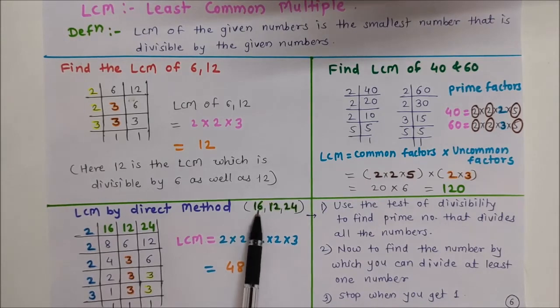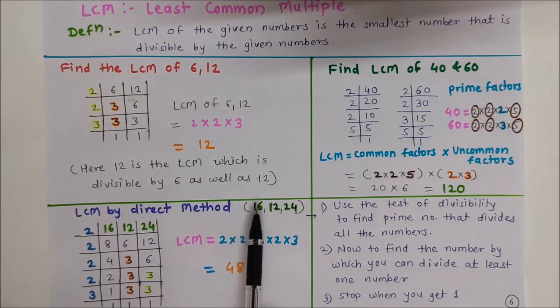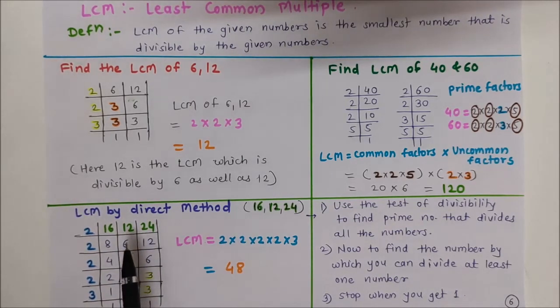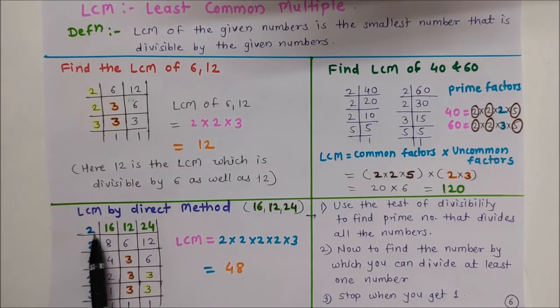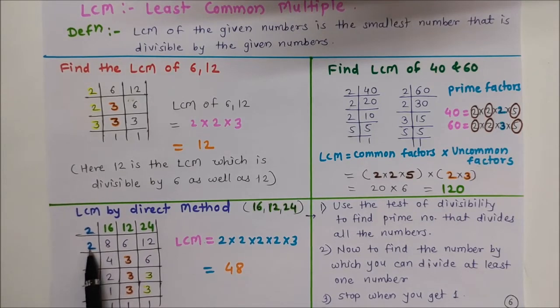Now the LCM of 16, 12 and 24 by the direct method. When you use the direct method, we have to take all numbers at a time and use the test of divisibility to find the prime numbers that divide all the numbers. So 16, 12 and 24 are even numbers, so we have to take first 2. 2 8s are 16, 2 6s are 12, 2 12s are 24. So again 8, 6, 12 are divisible by 2. So 2 4s are 8, 2 3s are 6 and 2 6s are 12.